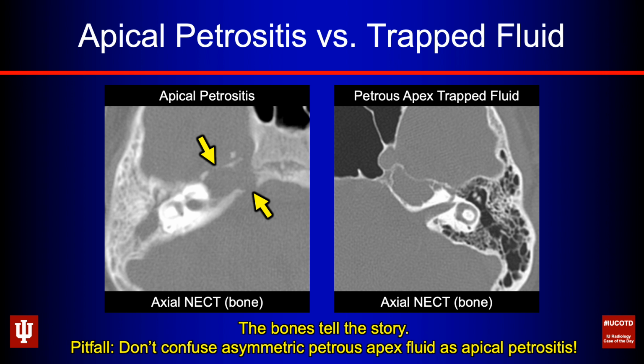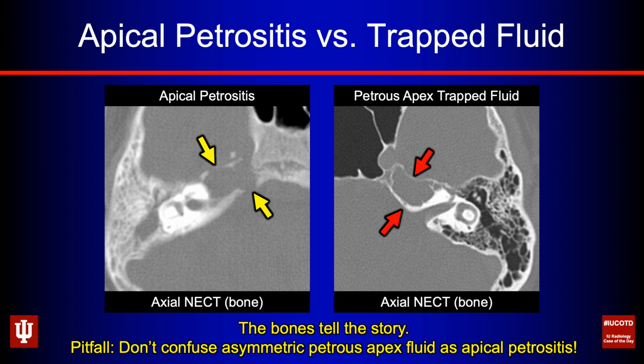We see benign trapped fluid in the petrous apex all the time. Literally, we see it every day. It looks different. Take a look at the petrous apex trapped fluid. That cortex is preserved. It's sharp, it's distinct, we don't have dehiscence. And the other thing is it's not expansile.